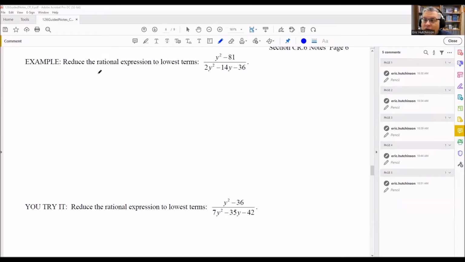Whenever you have a problem where you need to reduce the rational expression, you always want to factor the numerator and denominator as much as possible. And then hopefully you'll be able to cancel some things out. So this is what we're going to do on this problem.